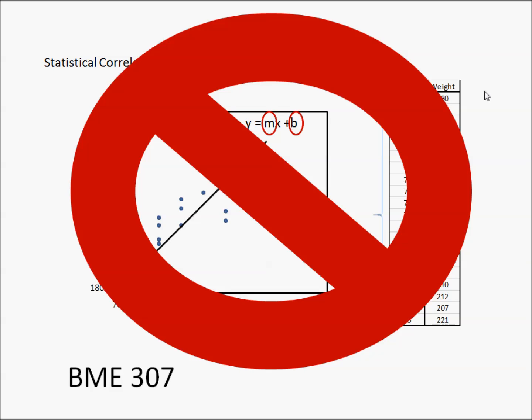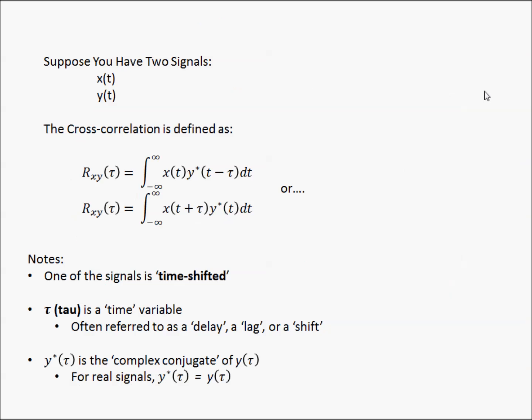We're going to learn more about regression and model fitting in BME307. And I only bring this up so that you're not confused if maybe you've heard of correlation before and you think of statistical correlation. We're going to be working with cross-correlation. So cross-correlation is a little bit different.